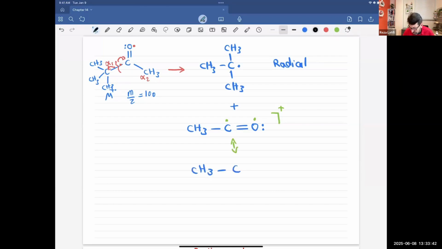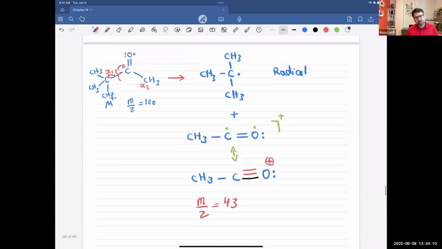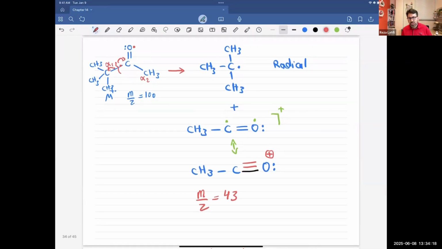Now I'm going to form a triple bond with oxygen. So oxygen is going to have only 1 lone pair, and now what's the formal charge for oxygen? It will be plus 1. The M over Z for this species will be 43. So if we do the cleavage through the alpha 1 carbon, we get 1 signal that has M over Z equal to 43.